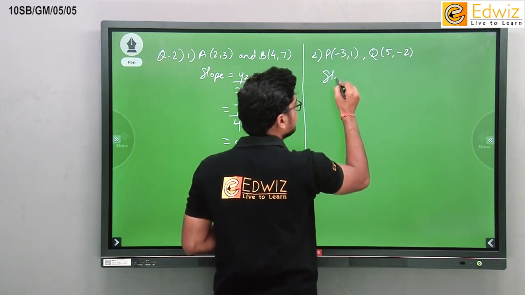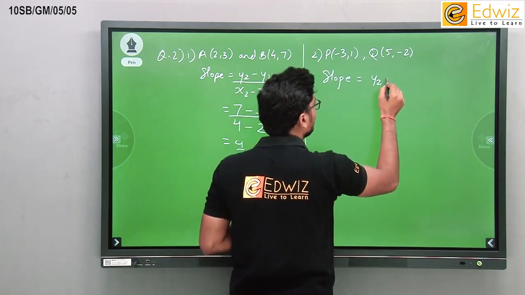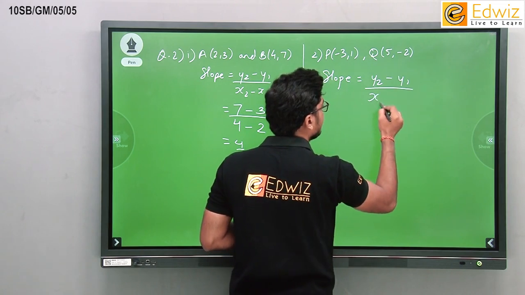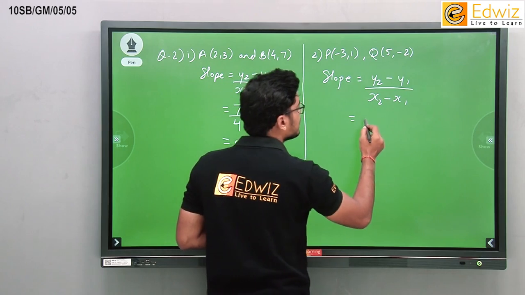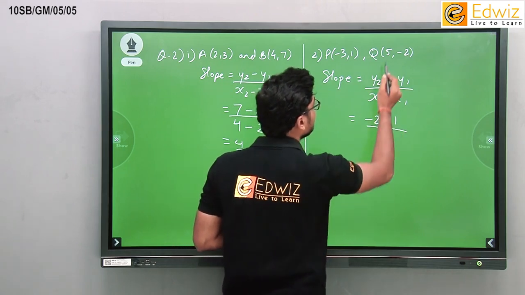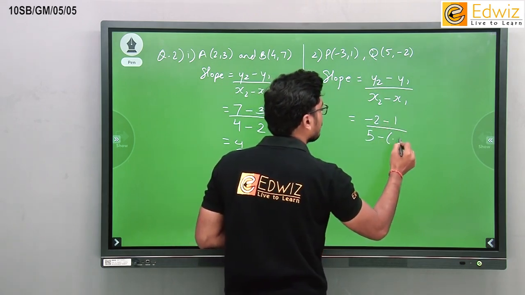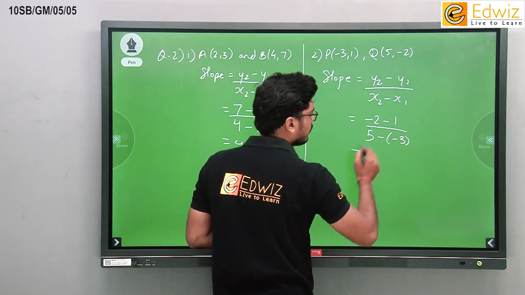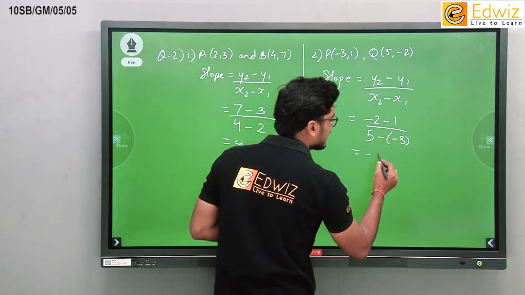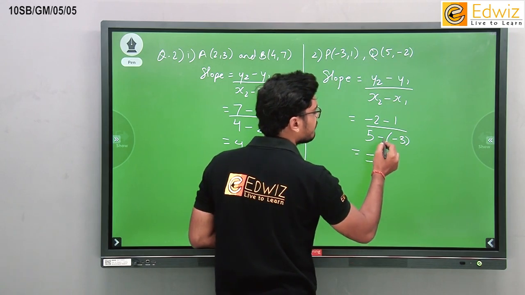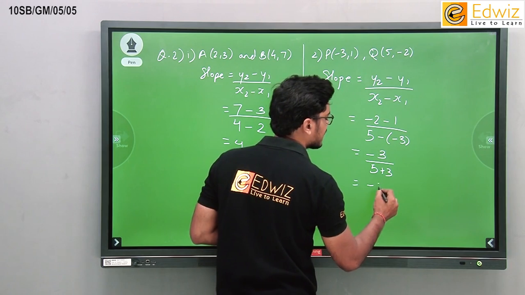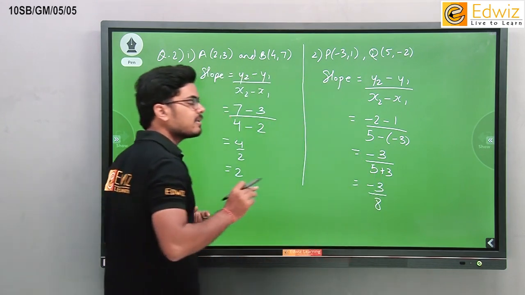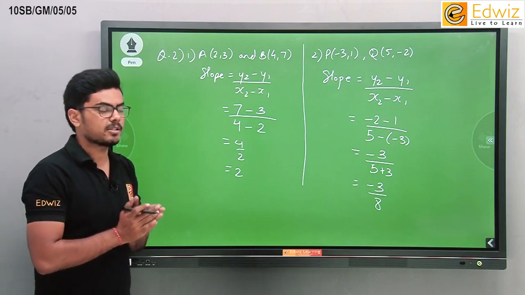So the slope by the same formula is equal to y2 minus y1 divided by x2 minus x1. Okay, so minus 2 minus 1 divided by 5 minus 3. So the answer you will get here is minus 3 divided by 5 minus minus, which becomes plus, 5 plus 3. So the answer is minus 3 upon 8. Now remember, there is one thing that you need to pay attention to.